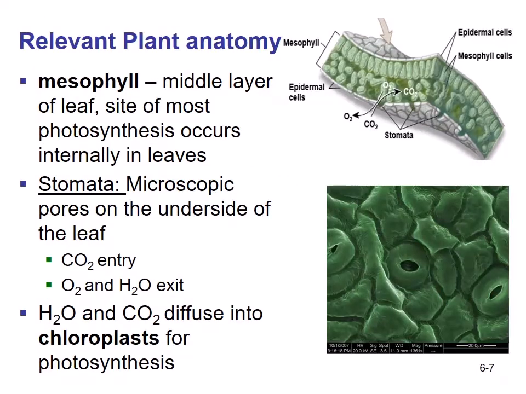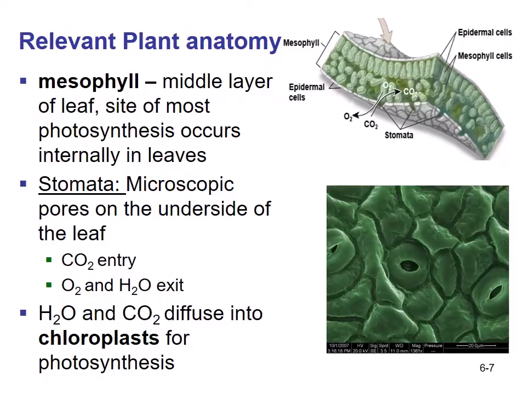So we also need to understand what the leaves are like in the plant in order to understand photosynthesis in plants. The middle layer of the leaf is called the mesophyll, and that's where most photosynthesis occurs. The leaf also has pores for gas exchange. These pores are called stomata, and they allow carbon dioxide to go into the leaf, and they allow oxygen to exit the leaf. They also allow water to exit, which will be important if you go to Bio 170 and learn about transportation of water in the plant.